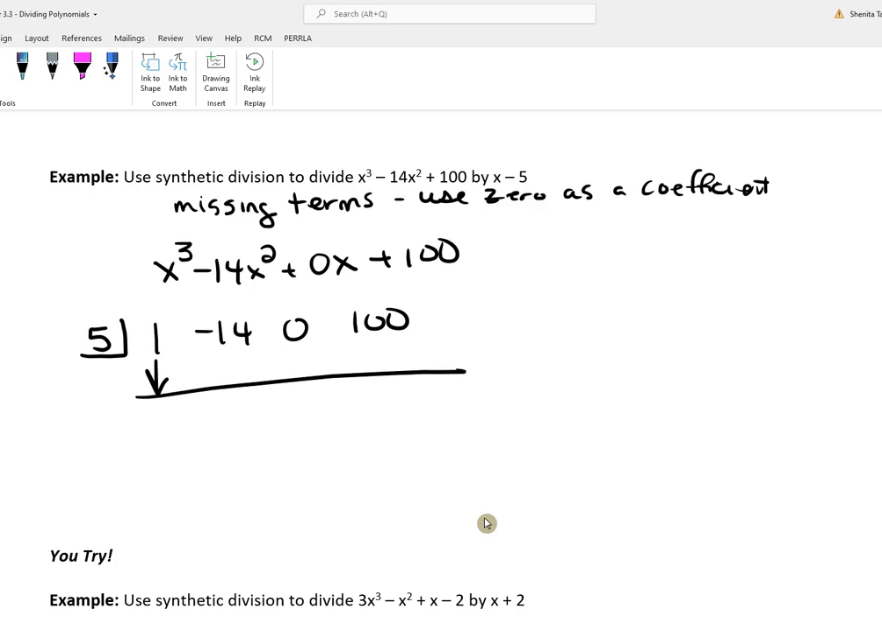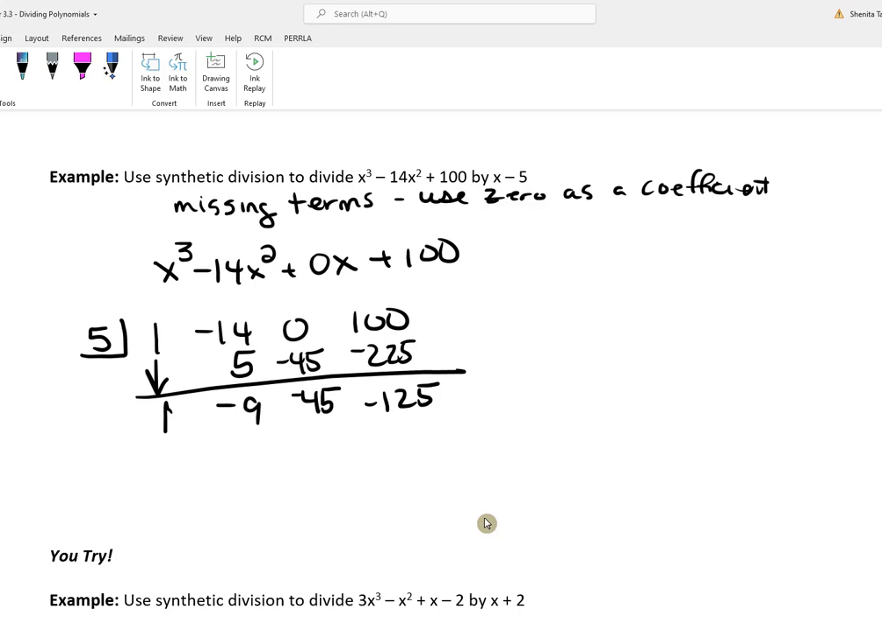So I'm going to bring down this 1. 5 times 1 is 5. Added with negative 14, I get negative 9. 5 times negative 9 is negative 45. Added with the 0, you get negative 45. 5 times negative 45 is negative 225. You get negative 125.